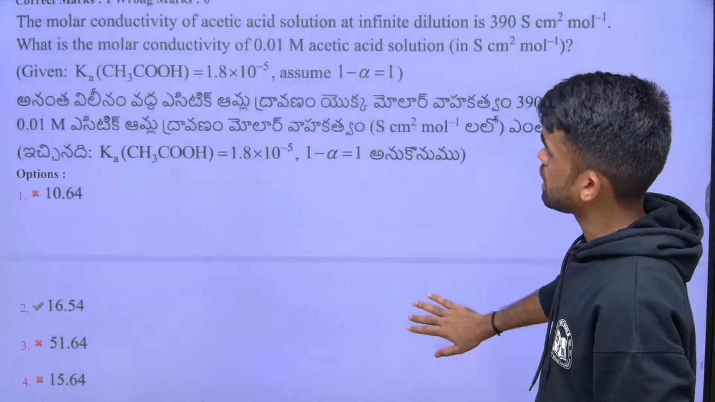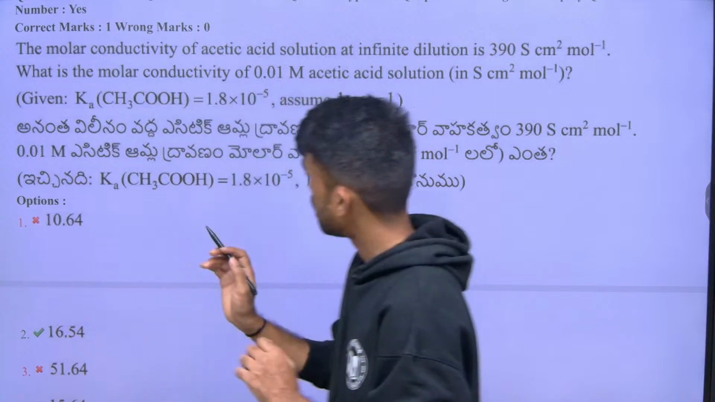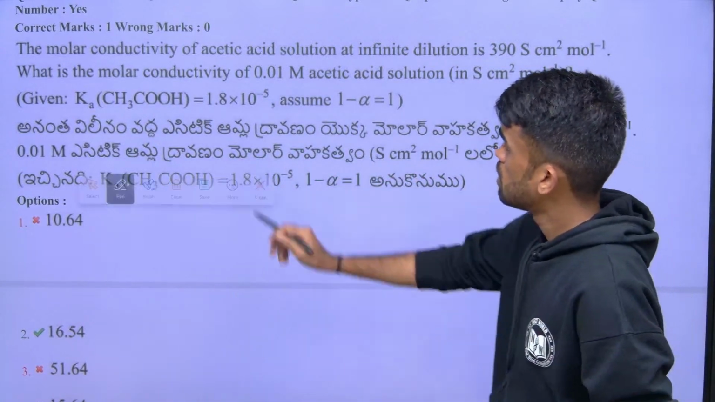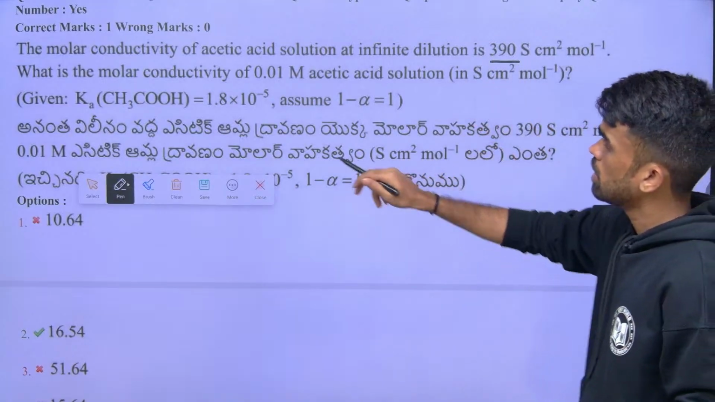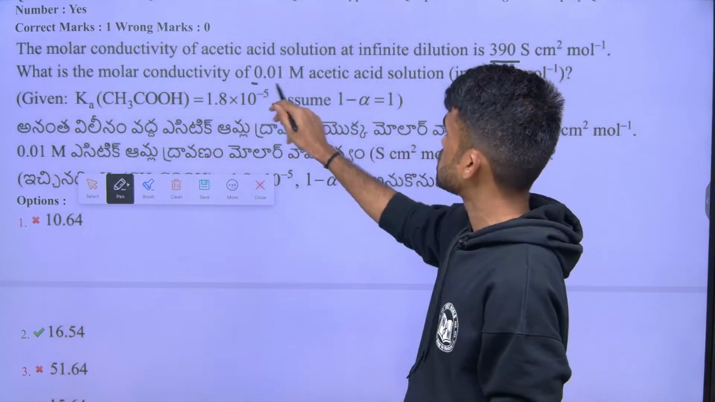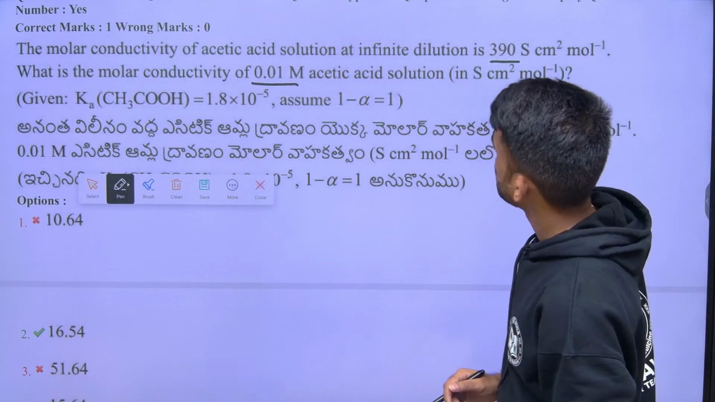This is a simple question again. I will give you a direct explanation about this. The molar conductivity of acetic acid at infinite dilution is this much. What is the molar conductivity of 0.01 molar acetic acid?